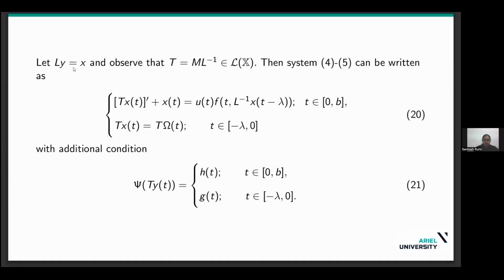So let us denote Ly equals x, and observe that T equals M L inverse is a bounded linear operator from X to X. Then the system 4 to 5, that was our original degenerate system, can be rewritten as this system 20 to 21.